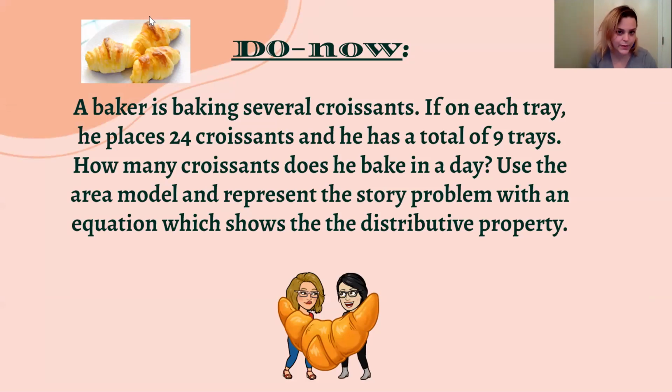So a baker is baking several croissants. If on each tray he places 24 croissants and he has a total of 9 trays, how many croissants does he bake in a day? Use the area model and represent the story problem with an equation which shows the distributive property. I think I put an extra "that" in there.